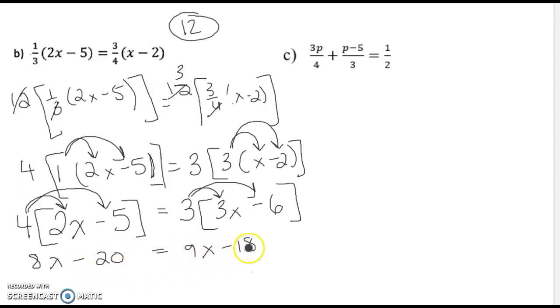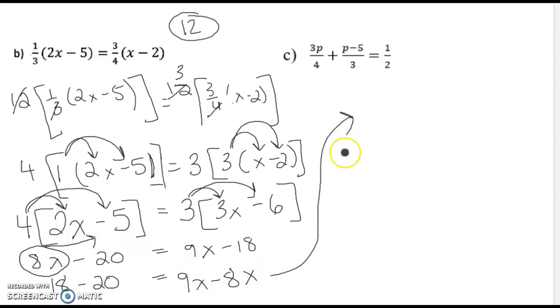So first things first, I'll bring this 18 over, so it's positive 18, subtract 20, equals, and keep this 9x on this side, but then I'll take this 8x and move it over, so it's going to turn to a negative 8x. I ran out of room, so I'm going to continue it here. So we have 18 take away 20, which gives us negative 2, and then our equal sign. And then we have 9x take away 8x, we are left with 1x, and that is your final answer. So x equals negative 2.